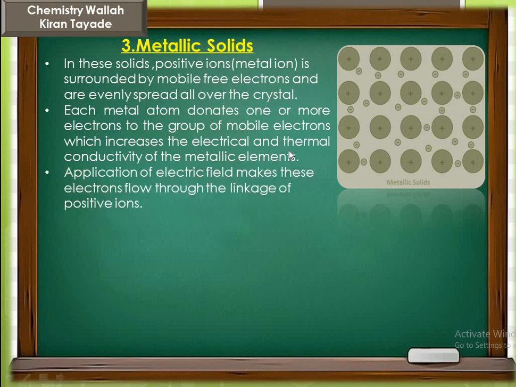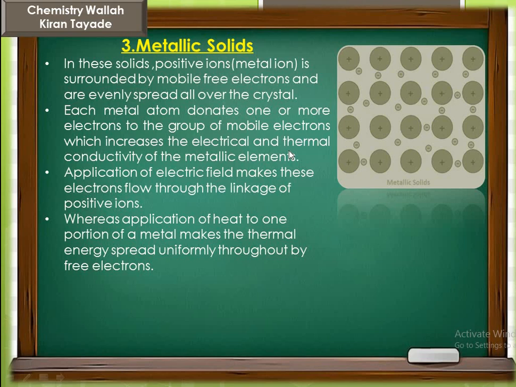Application of an electric field makes these electrons flow through the linkage of positive ions. The flow of electrons is caused by the positive species, that is positive ions, because the electron is a negative species and so it is attracted towards the positive species. So there is a flow of electrons, and a development of electric field in our metallic solids.